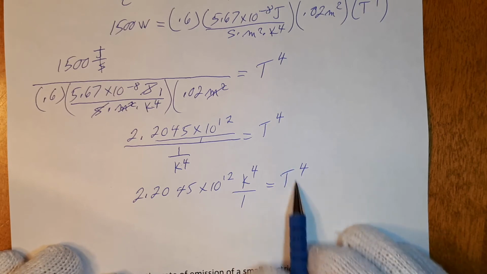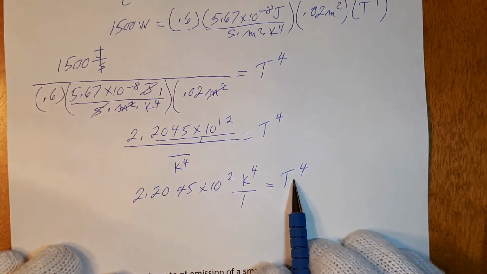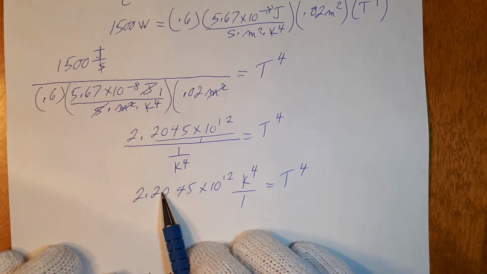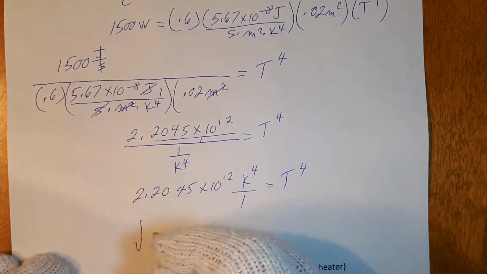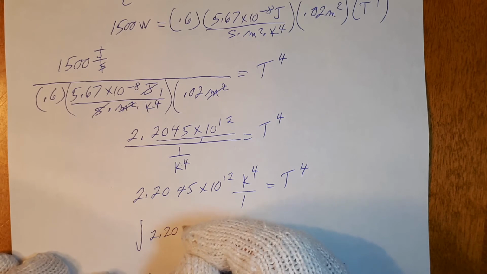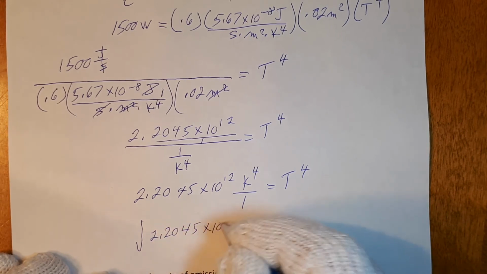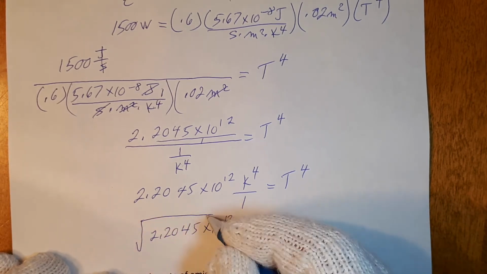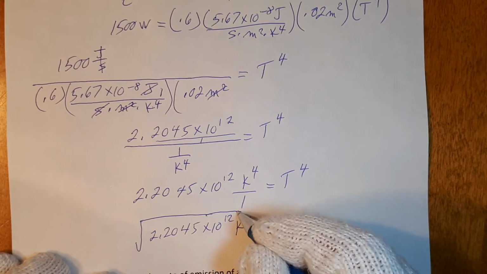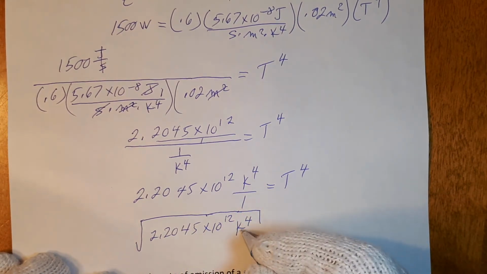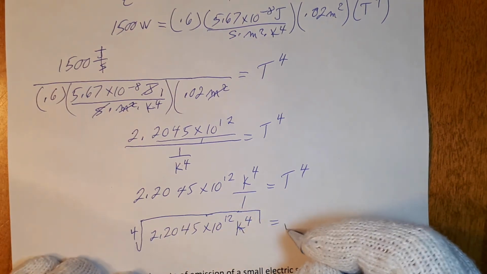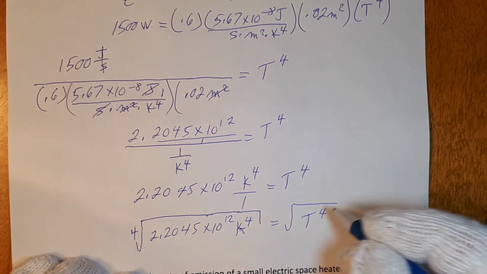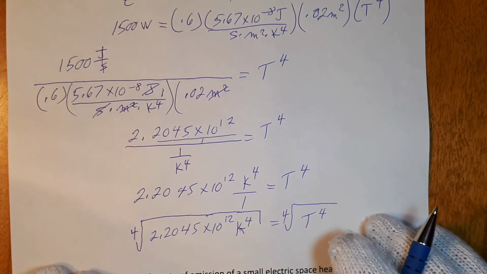In order to get just simple temperature, we need to take the fourth root of everything. Fourth root of the left-hand side, fourth root of the right-hand side. And it will look like this, taking 2.2045 times 10 to the power of 12 Kelvin to the 4. The units go with the number. And we'll take the fourth root of that. Whatever I do to the left-hand side, I have to do to the right-hand side. Temperature to the power of 4, fourth root.